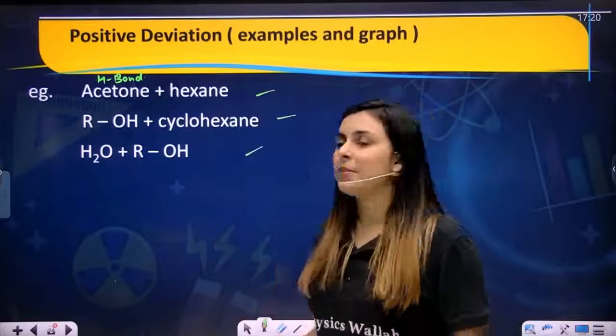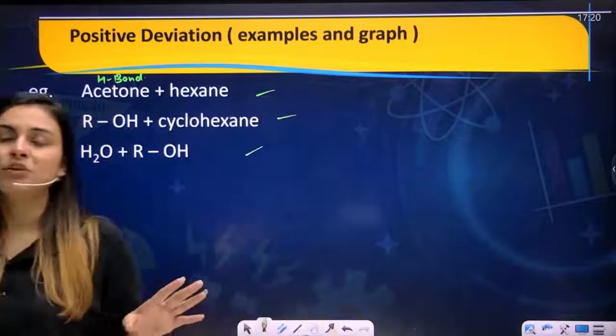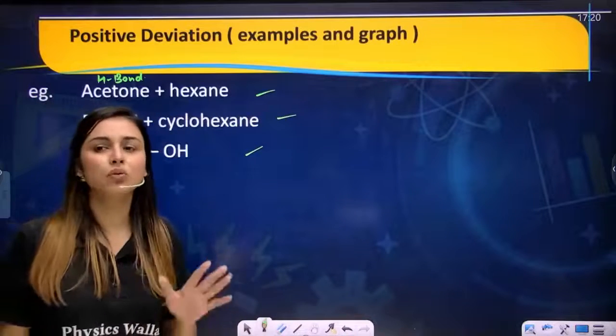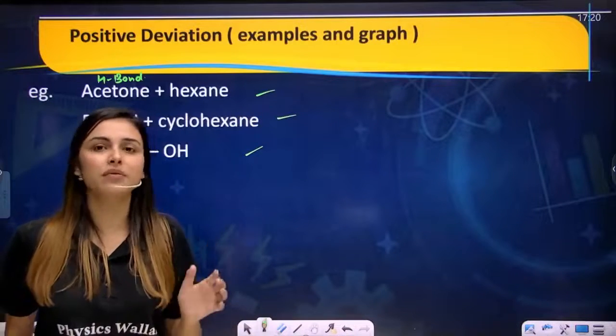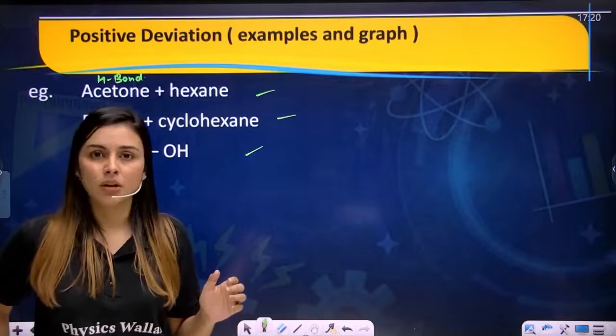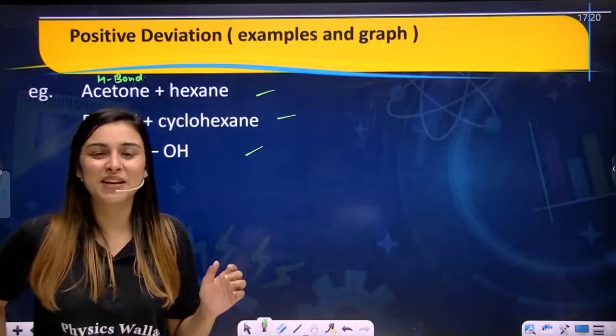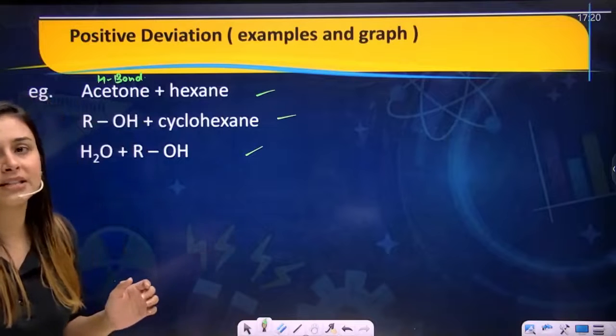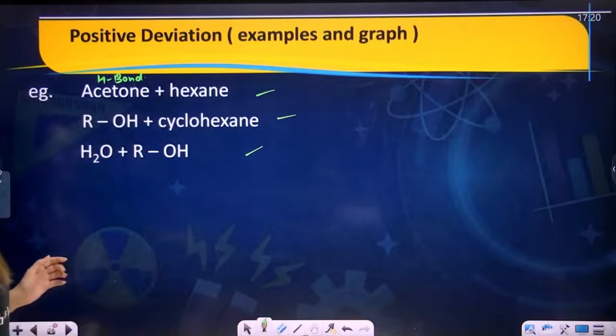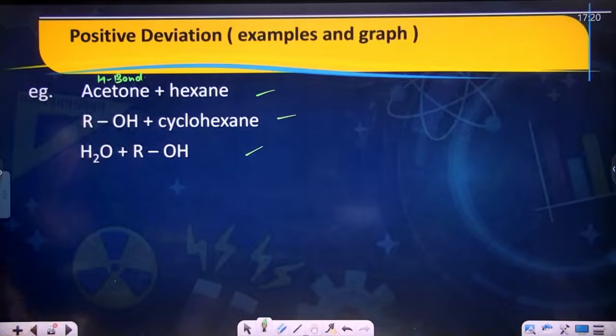If you memorize these 3 or 4 examples which I have given you, it is enough. You need not remember every example. Okay, I hope you are clear with this. Now let's move forward. You can write this and then we'll move forward. You've written it. Now can we move forward? Okay, let's move forward, my dear students.